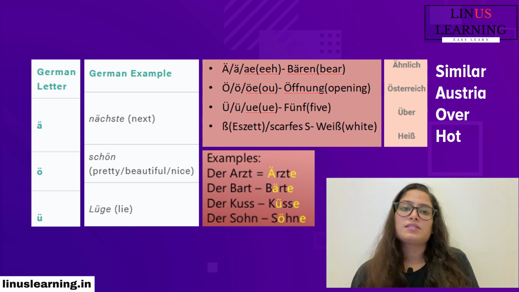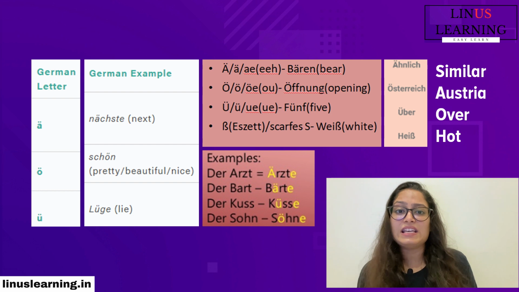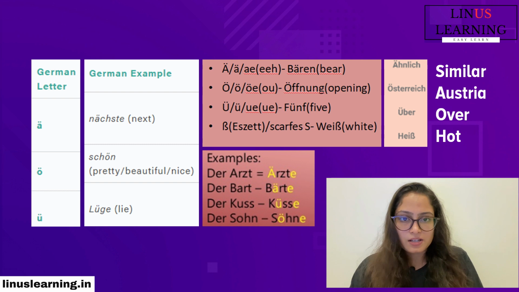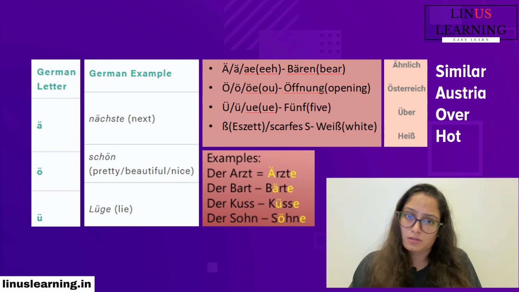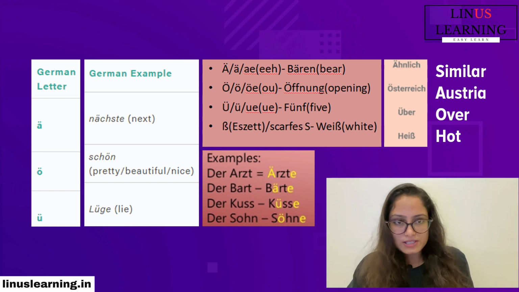Like I said, the singular for apple is der Apfel, and plural is die Äpfel. If I say Äpfel, it means plural. If I say Apfel, it means singular. Similarly, der Arzt means a doctor, so the plural will be die Ärzte. Der Arzt is a male doctor, but in plural the article is always die, so it will be die Ärzte.